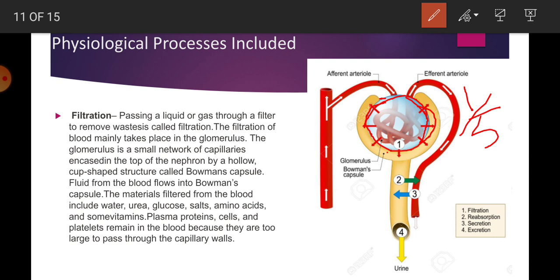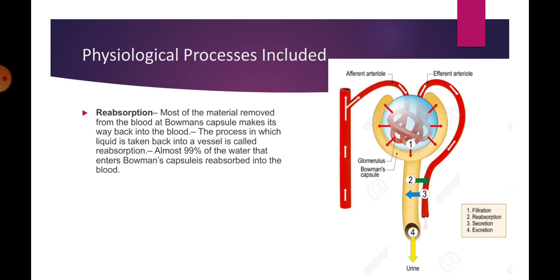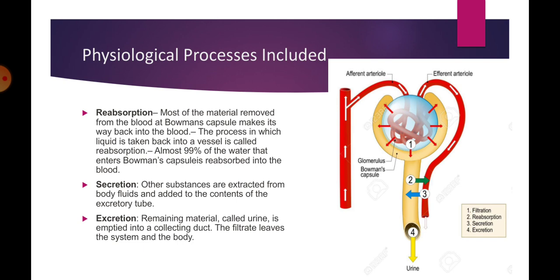So that process is called reabsorption. That is, most of the material removed from the blood at Bowman's capsule makes its way back into the blood. The process by which they go back into the blood is called reabsorption. Almost 99% of the water that enters Bowman's capsule is reabsorbed into the blood, and our urine is concentrated in the tubule part. And the other physiological processes include secretion and excretion.